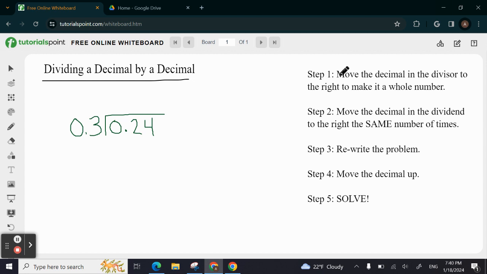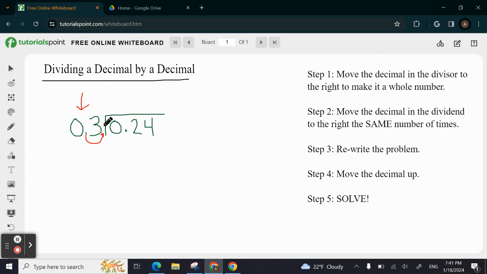So, step one on how to divide a decimal by a decimal is to move the decimal in the divisor to the right to make it a whole number. So, if you look at our divisor, we need to make our divisor a whole number. So we have to move the decimal place until we make it a whole number. So how many times did we move the decimal place? We moved it one time.